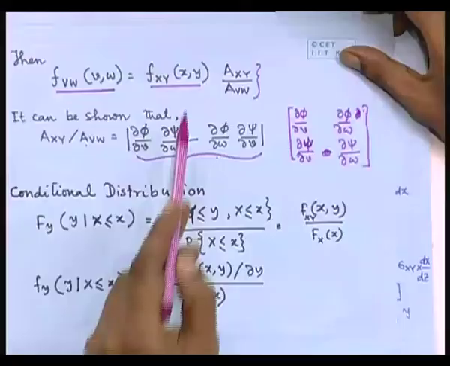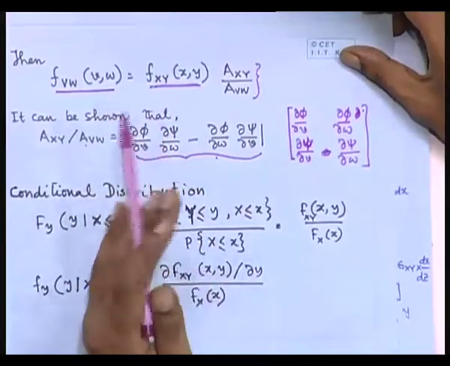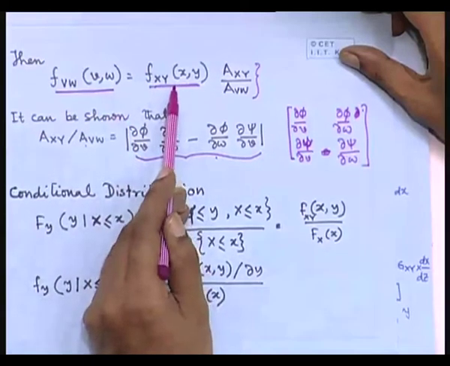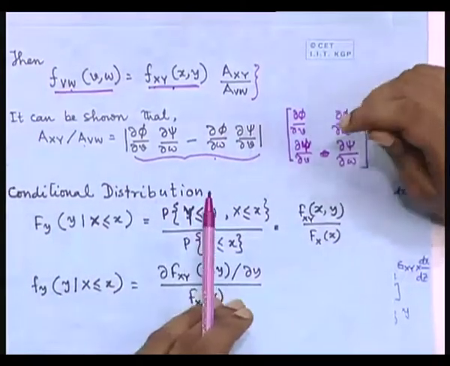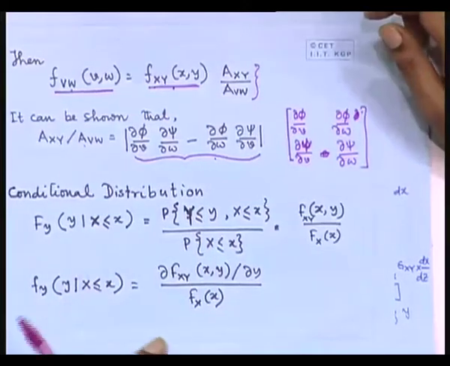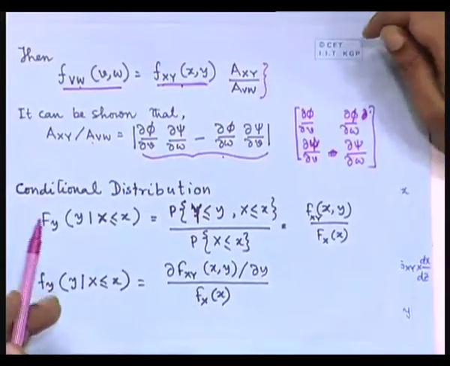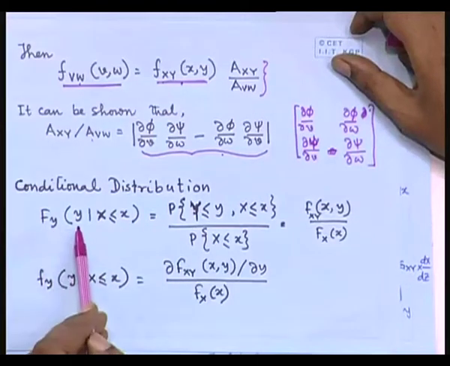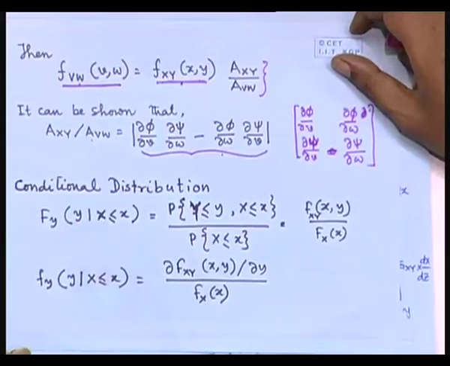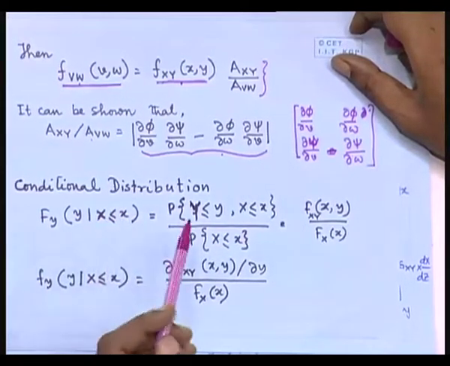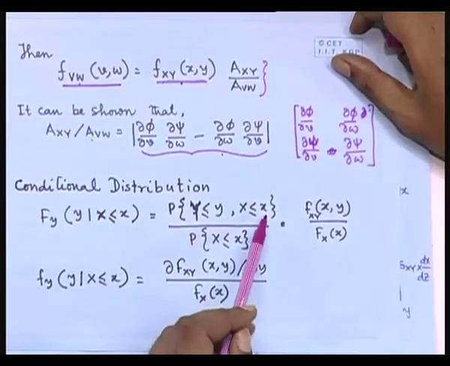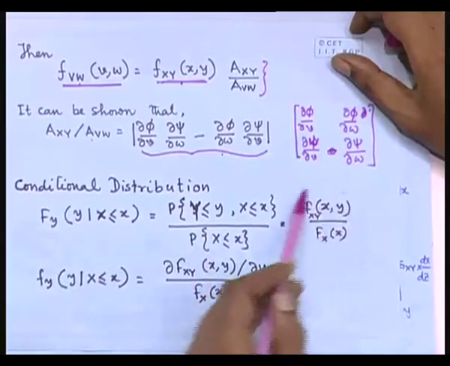So this is how you can directly calculate, given the phi's and the psi's and given the density function. Here we are not going through the distribution function; directly from the density function and the phi's and the psi's we can calculate the density function of the derived variables. And then conditional distribution is the same thing. For example, what is the probability of y less than or equal to y given that x is less than or equal to x? Obviously this is the Bayes formula: y less than or equal to y and x less than or equal to x, divided by x less than or equal to x. So this is this.